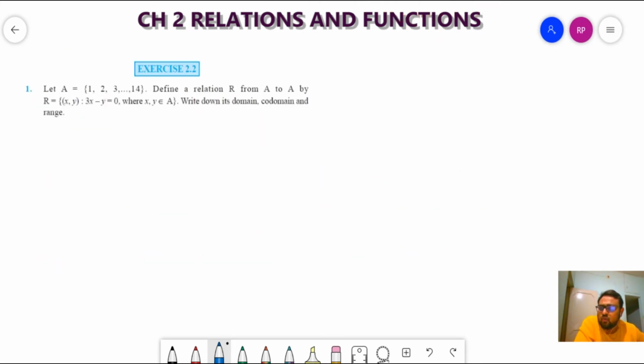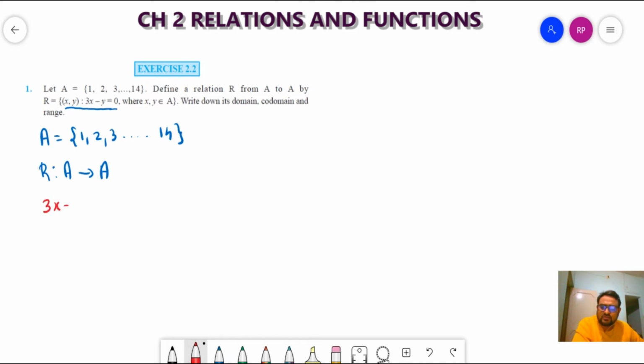Question number 1. Here set A is given as A equal to 1, 2, 3 up to 14, right? And here the relation is from A to A. And what is the relation given? (x, y) such that 3x minus y is equal to 0. See, 3x minus y equal to 0. That implies y is equal to 3x.